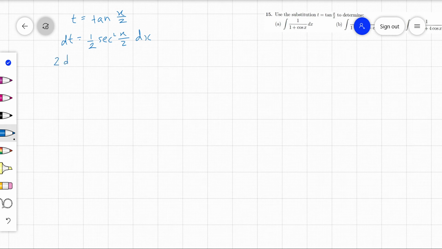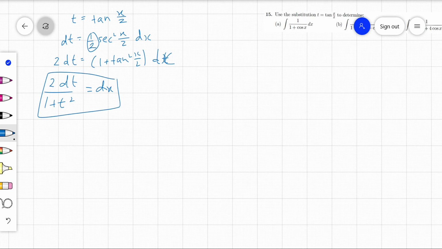Let me times both sides by 2 to get rid of this half over here. And the other thing we have is sec squared, remembering sec squared is the same as 1 plus tan squared, and the half angle, so that's just 1 plus t squared. So what I can do is divide by 1 plus t squared, there we go. So my dx is 2 dt on 1 plus t squared. All right, so that comes in handy all the time.